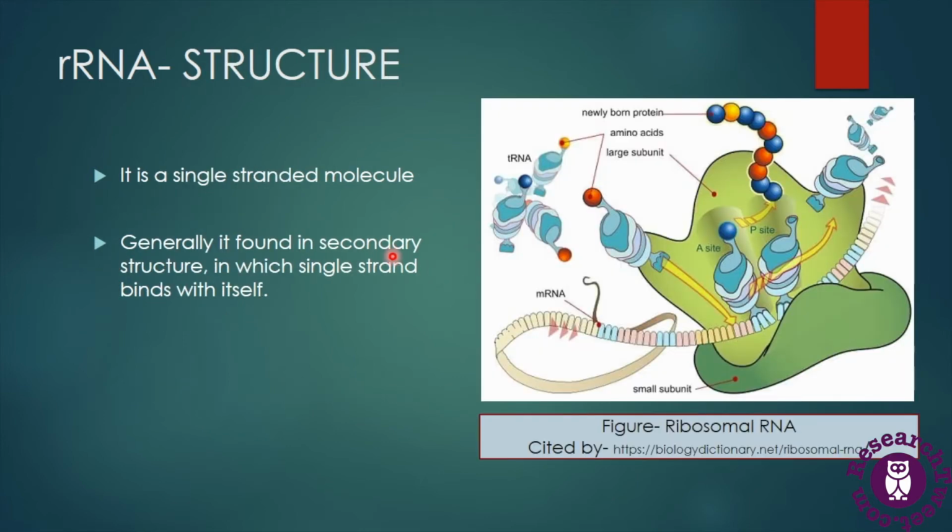Now let's understand the structure of rRNA in detail. Like other types of RNA, ribosomal RNA is also a single-stranded molecule. Generally it is found in its secondary structure, where the single strand binds to itself and resembles a double strand, but actually it is not double stranded, it is a single-stranded molecule, which has internal loops and helices within it that create some specific sites.